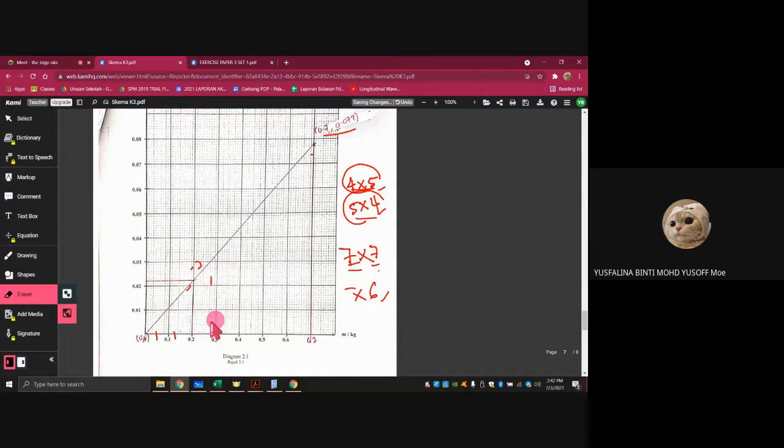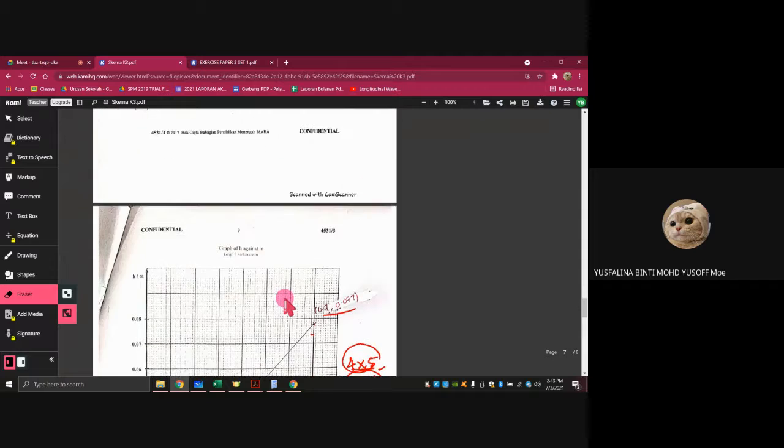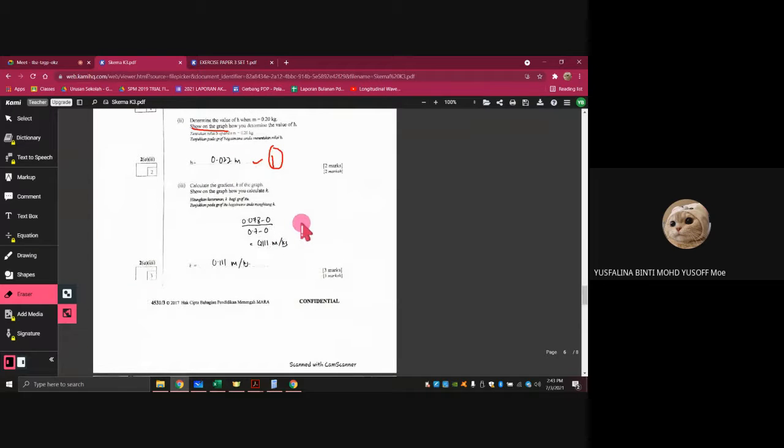Okay, so this one box here, we call it 1. 1, 2, 3, 4, 5, 6, 7. And this is 7, and you go up here also 1, 2, 3, 4, 5, 6, 7. So that's how you calculate the size of the triangle. But remember, you have to plot your coordinates on your graph like I did. After that you draw the triangle, then you can calculate the gradient by using the formula.